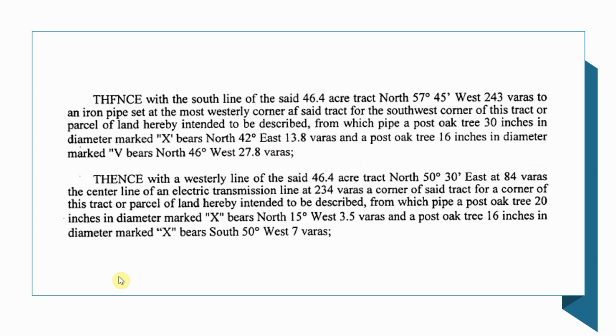Thence, with a westerly line of the said 46.4 acre tract, north 50 degrees 30 minutes east, at 84 varas, the center line of an electric transmission line at 234 varas, a corner of said tract for a corner of this tract or parcel of land hereby intended to be described, from which pipe a post oak tree 20 inches in diameter, marked X, bears north 15 degrees west, 3.5 varas, and a post oak tree 16 inches in diameter, marked X, bears south 50 degrees west, 7 varas.